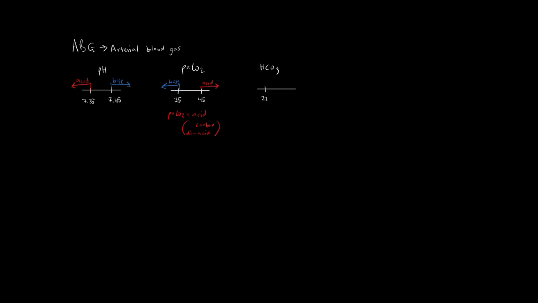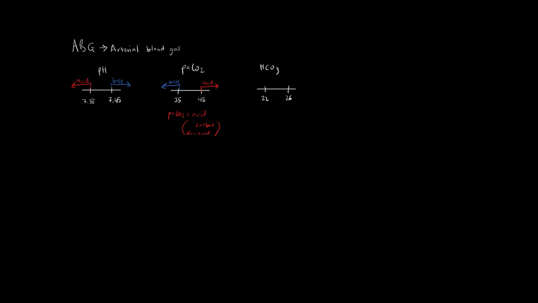The normal bicarb level is between 22 and 26, but some sources might say it's between 22 and 28. So just refer to whatever your textbook or your professor wants you to go by. But for this video, we're going to stick with the range of 22 to 26 as the normal.